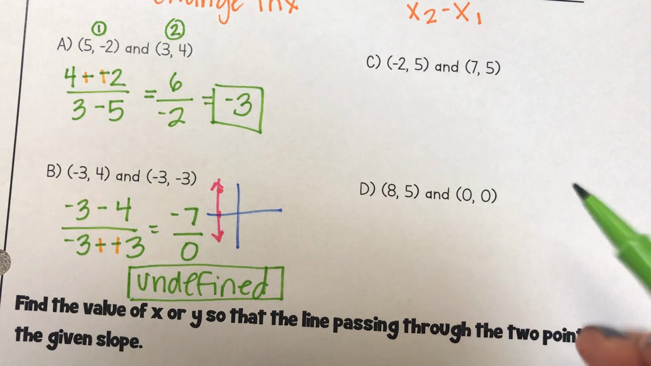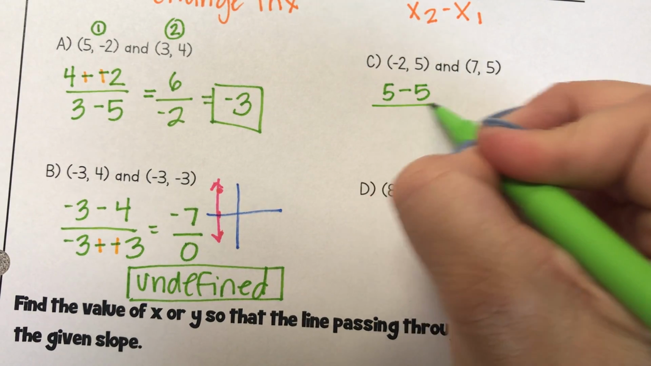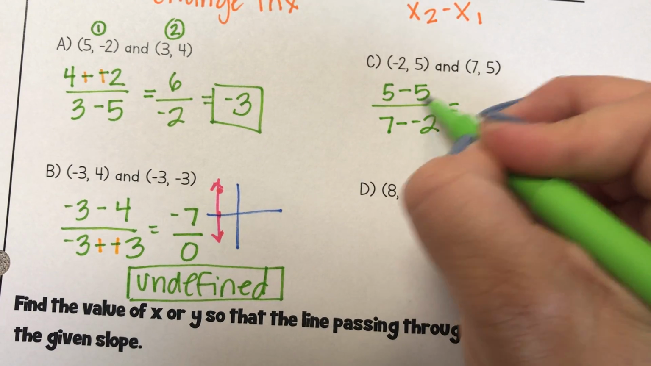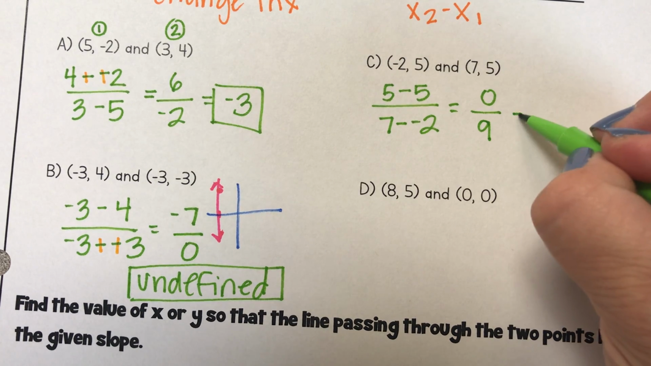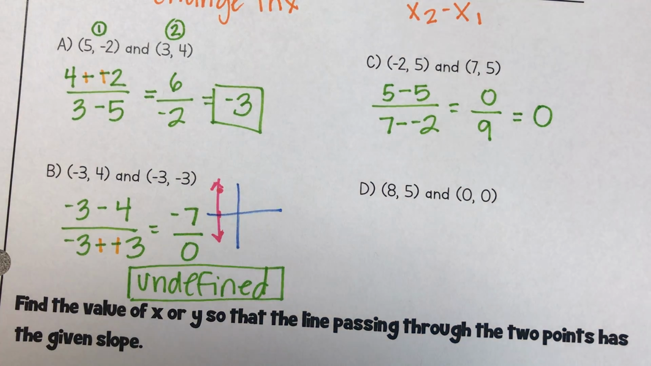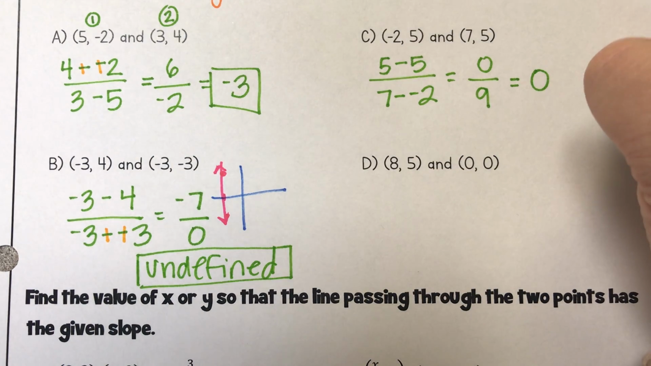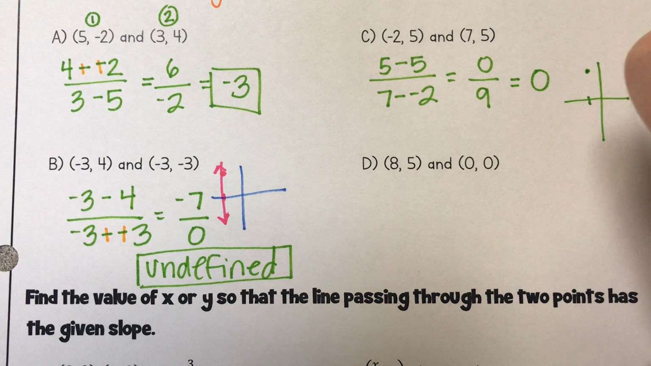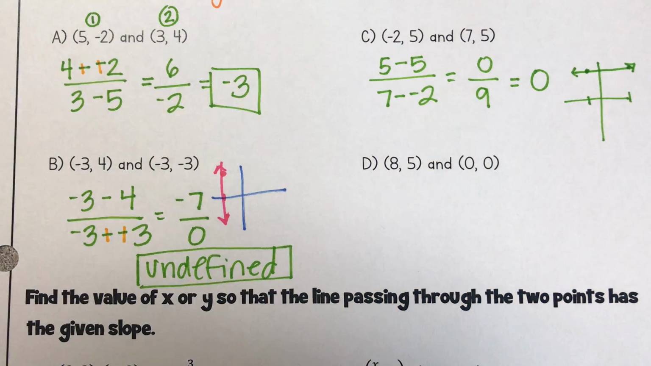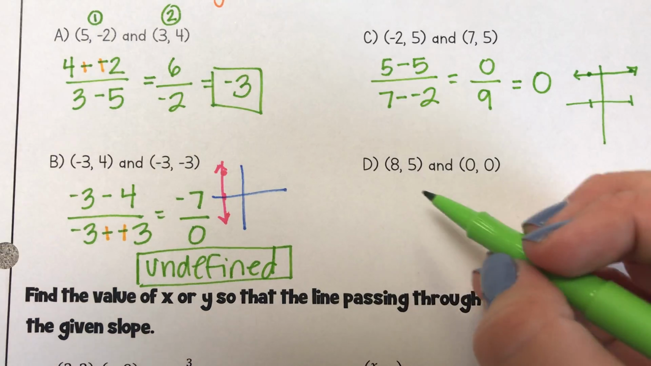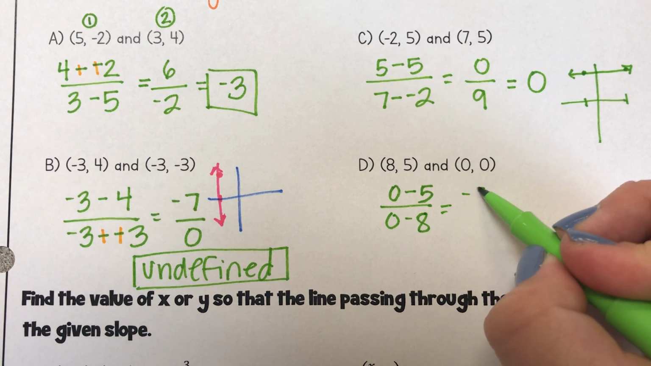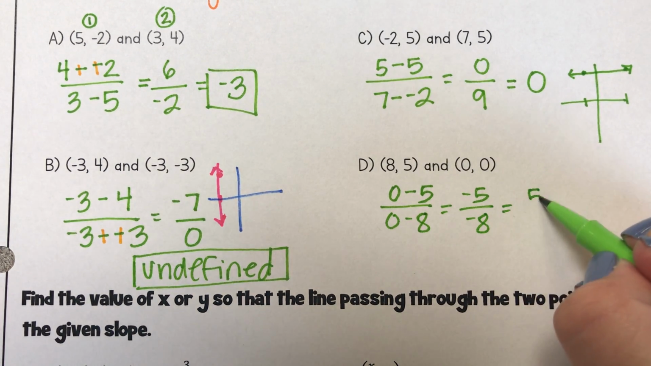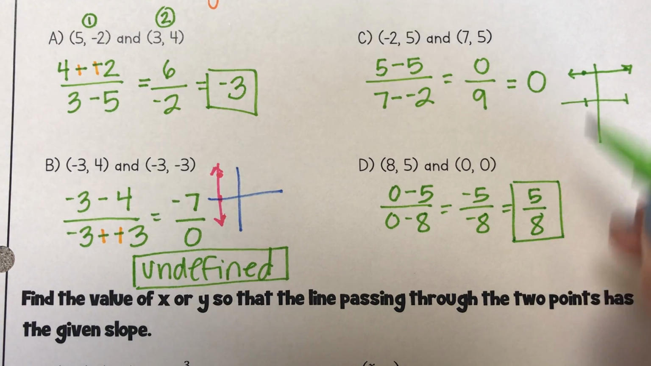Okay, so on this one, you should have done 5 minus 5 over 7 minus -2. 5 minus 5 is 0. 7 minus -2 is 9. 9 goes into 0, 0 times. Okay, and again, if we had drawn a little graph over here, we have the point -2, 5, and then 7, 5. And that would make a horizontal line, which we know has a slope of 0.